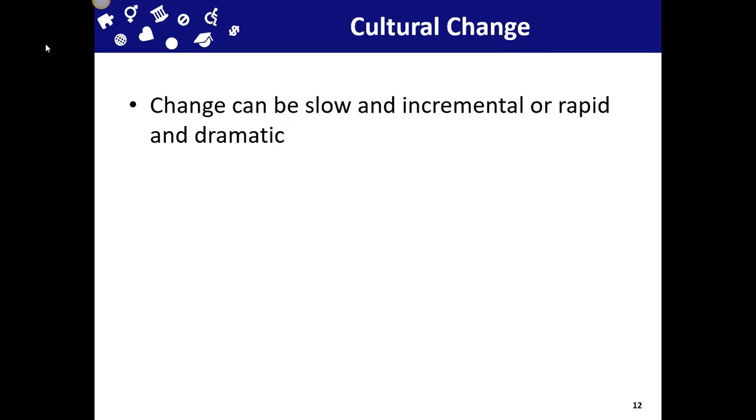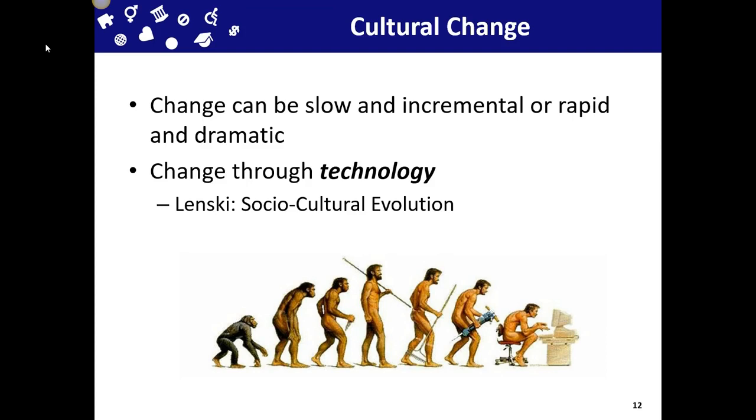I want to switch gears a little bit and talk about cultural change. Now, cultural change can be slow and incremental, or rapid and dramatic, as your book talks about. And one way that culture can change is through technology. I want to talk about this individual, Lenski, who had a theory on sociocultural evolution. The reason I mention Lenski and his theory is because his theories very closely discuss what your book has talked about in reference to how society has changed over time through technological developments.